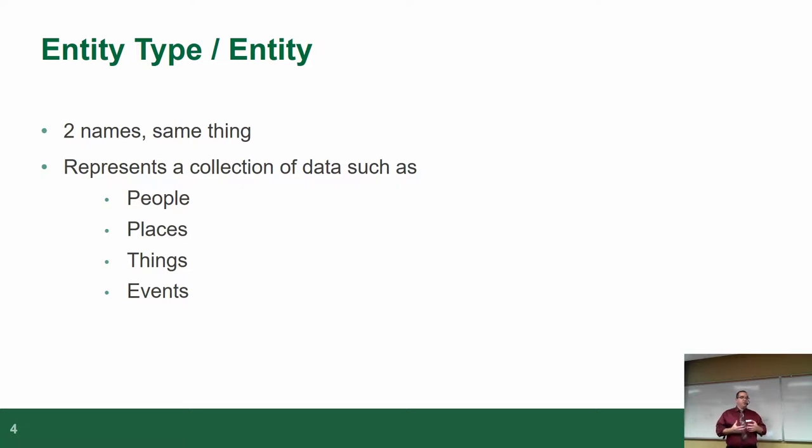So for example, a student is an entity, or an entity type. In other words, we can describe every student in the school, no matter how special you think you are, with the same basic set of criteria. And then the extra stuff that defines you as a special student goes off to the side. But every student can be defined the same way. So that's an entity type.